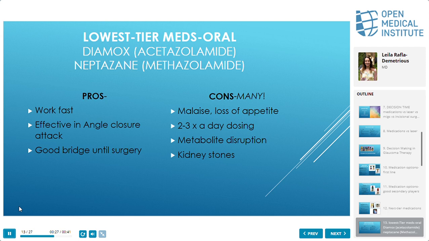They have to be used usually 2 to 3 times a day to really have a prolonged effect. And they can cause significant metabolite disruption and kidney stones. And patients that are on these long-term do need to have periodic monitoring for their bloods.